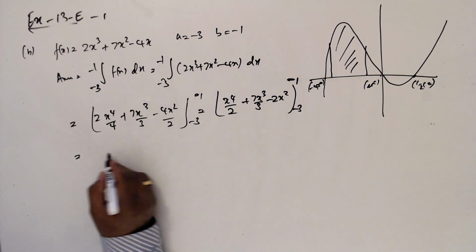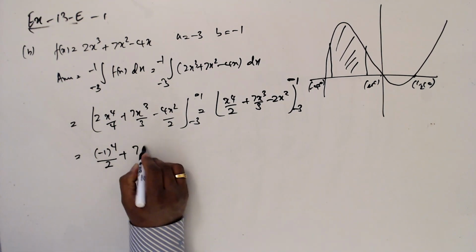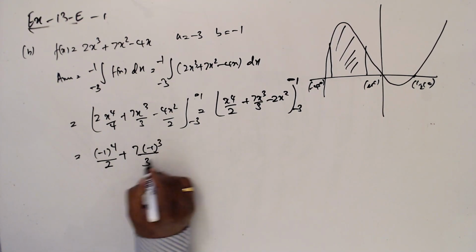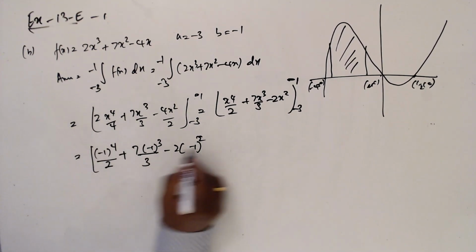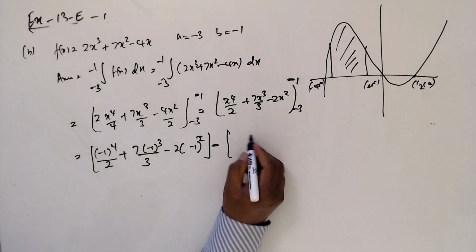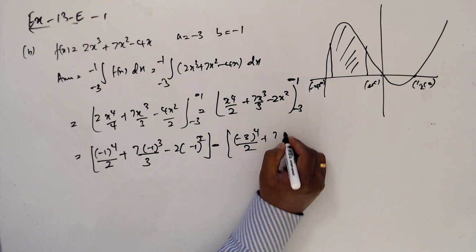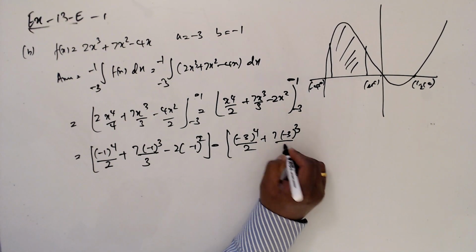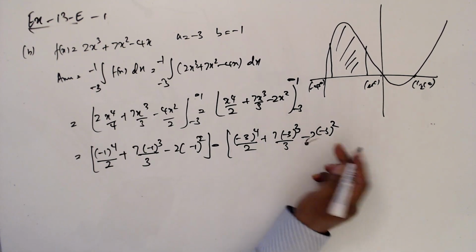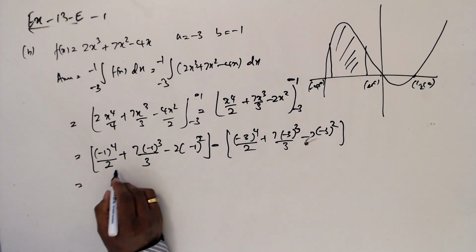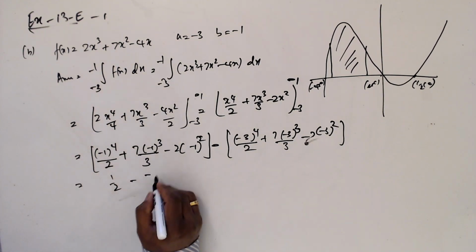Now we will substitute simply. Minus 1 to the power 4 over 2 plus 7 times minus 1 cubed over 3 minus 2 times minus 1 squared. Then minus the second one: minus 3 to the power 4 over 2 plus 7 times minus 3 cubed over 3, minus 2 times minus 3 squared. So this is half, this is minus, because this is a negative value, 7 over 3.